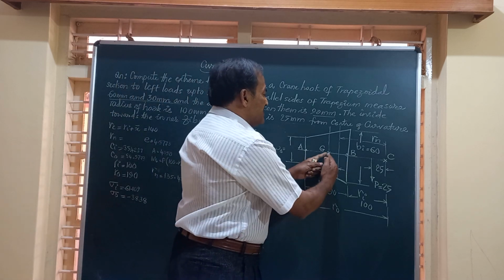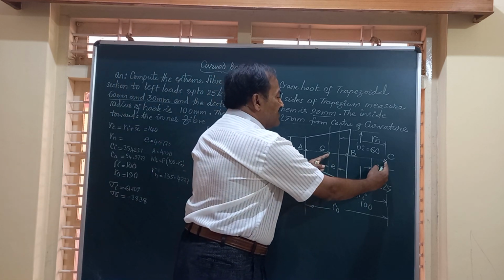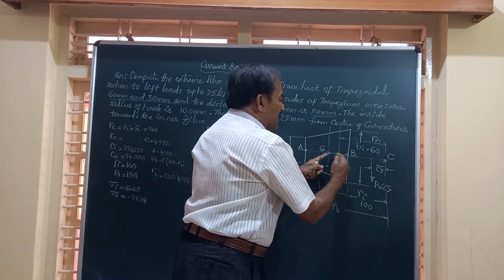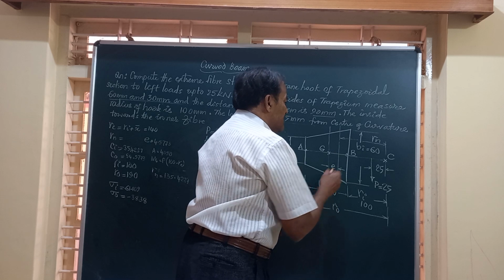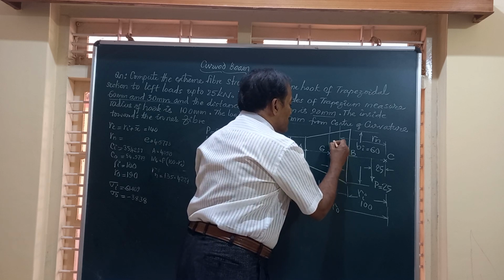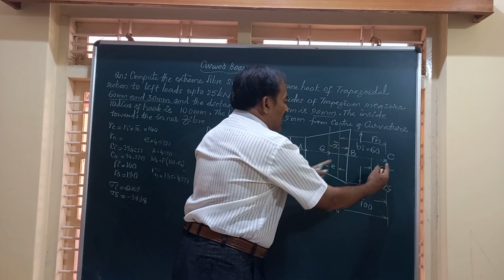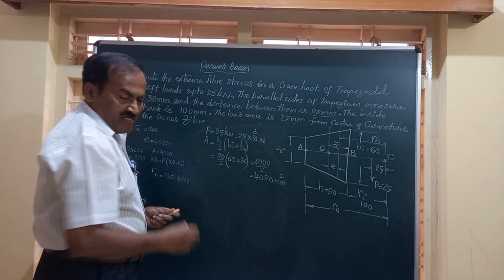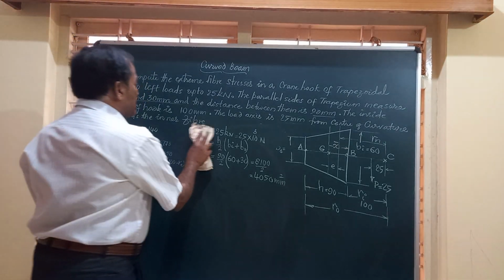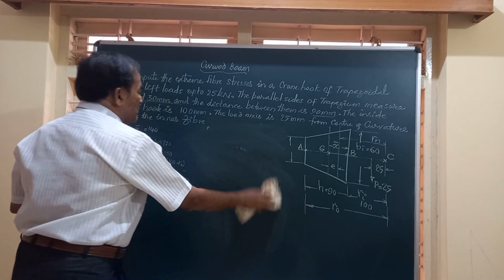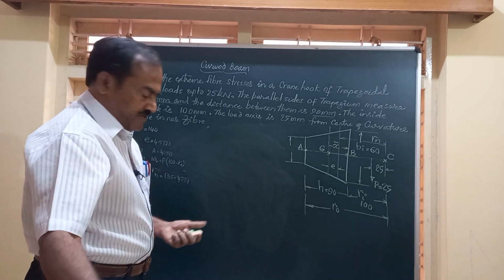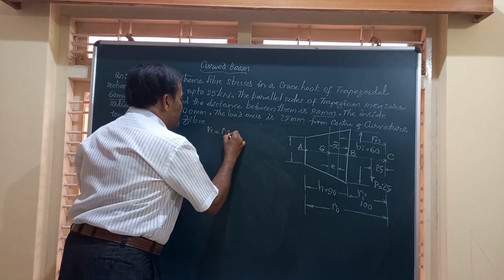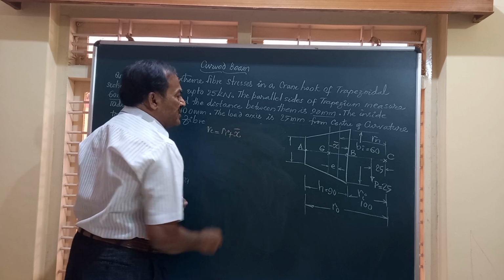Friends, RC is the distance from center of curvature to the centroidal axis. So this is Ri, and if you call this distance as x bar, so Ri plus x bar will give you RC. So I will write down here, RC is equal to Ri plus x bar. Friends, what is x bar?